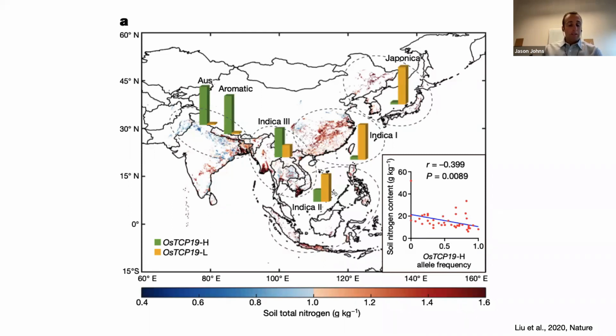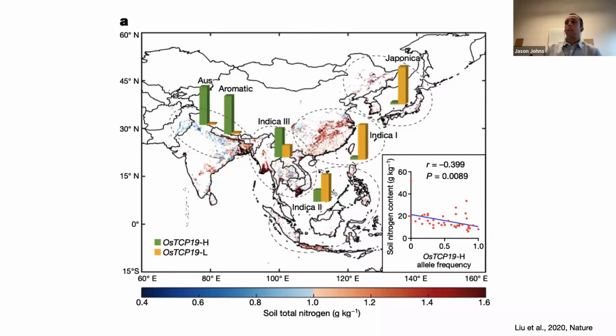And what they found is it turns out that wild rice populations have a much higher prevalence of an allele that confers higher nitrogen use efficiency than what has been selected and cultivated by breeders and growers.